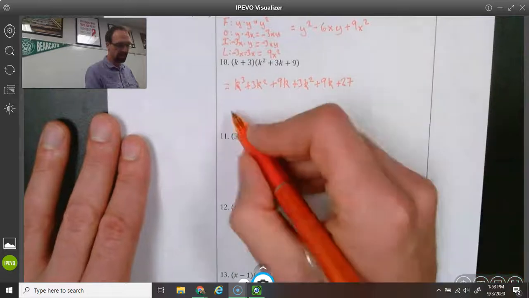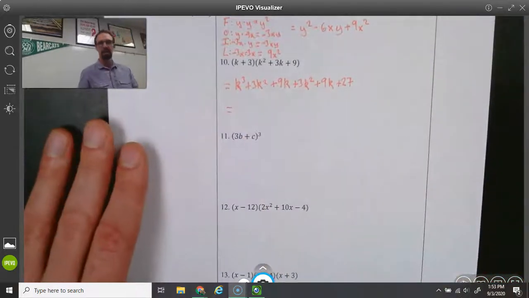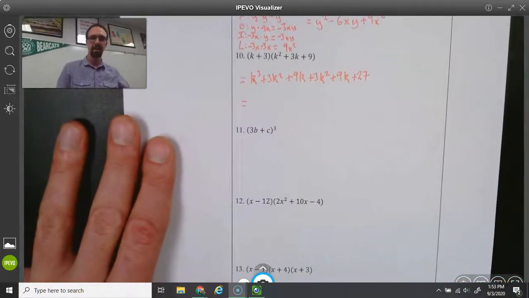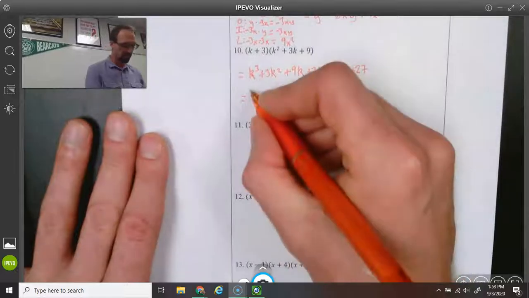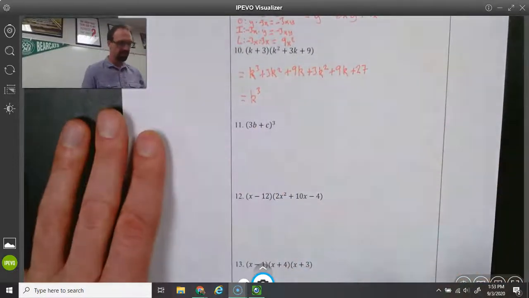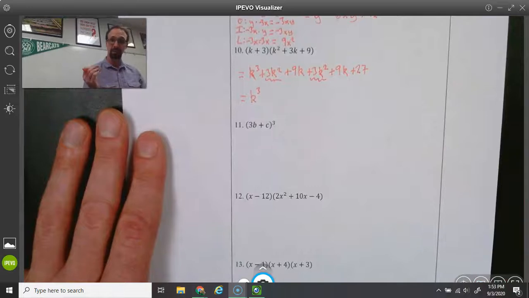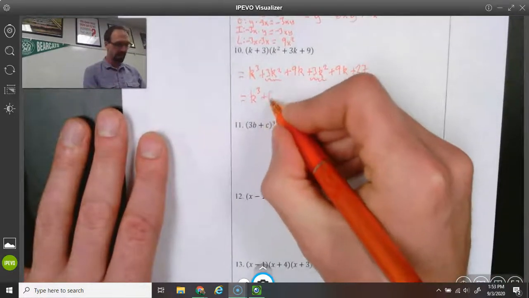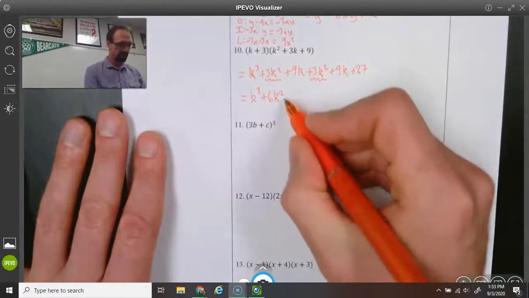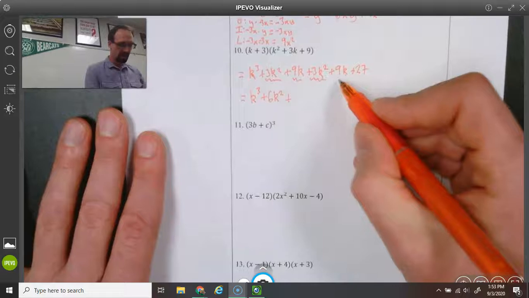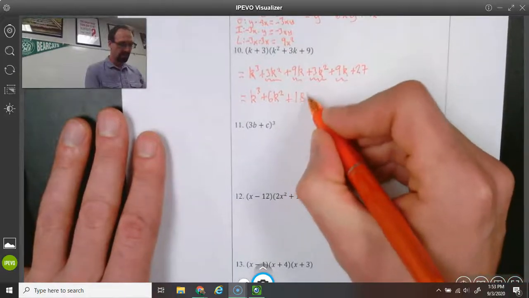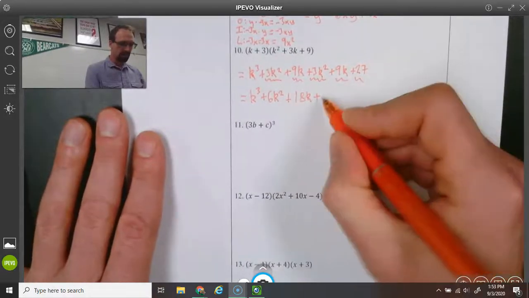Now the next step is to combine like terms. You have to be super careful. I want to make sure that I don't miss any. k cubed is the only term there, so that is first. Then I have a 3k squared and another 3k squared. If I combine those together, I get 6k squared. Plus 9k and 9k gives me 18k. And then 27.